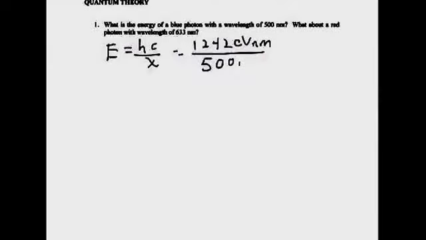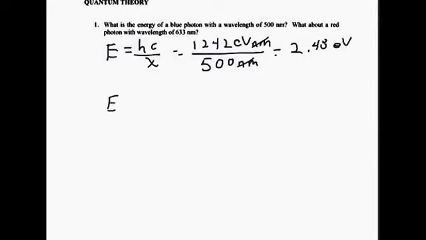For this problem, we are going to use the fact that energy equals Planck's constant times the speed of light divided by the wavelength. This is going to be the energy of a photon. And so hc equals 1,242 electron volt nanometers divided by our wavelength. Blue light has a wavelength of 500 nanometers, so nanometers are going to cancel. And when I do that calculation, I get 2.48 electron volts.